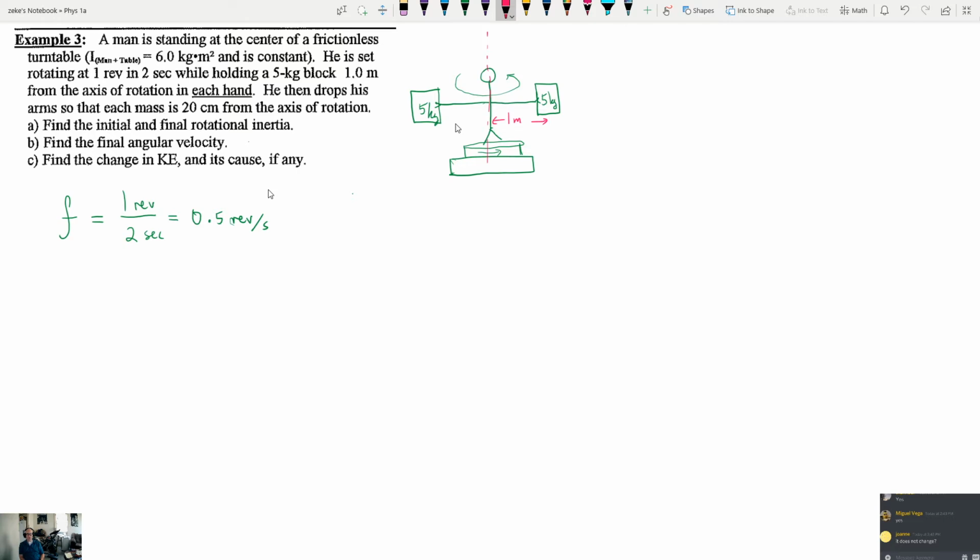Okay. Do you all know what's going to happen next? Who here has seen this demo in 2A? If you took it a couple semesters ago, or maybe in high school physics, have any of you seen this before?